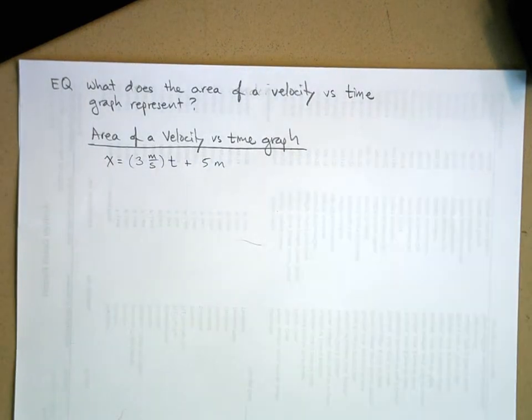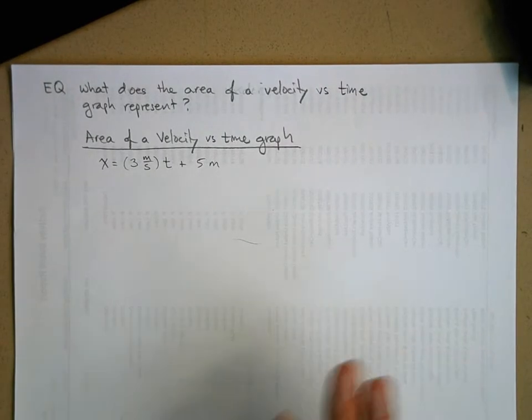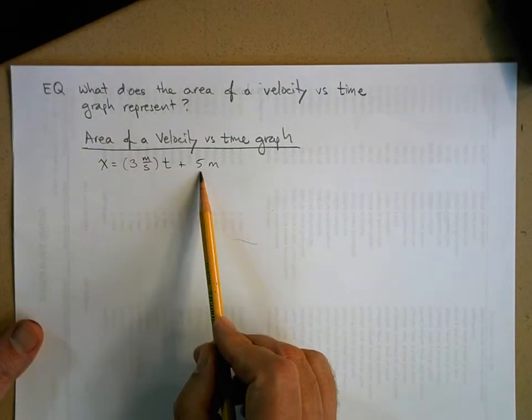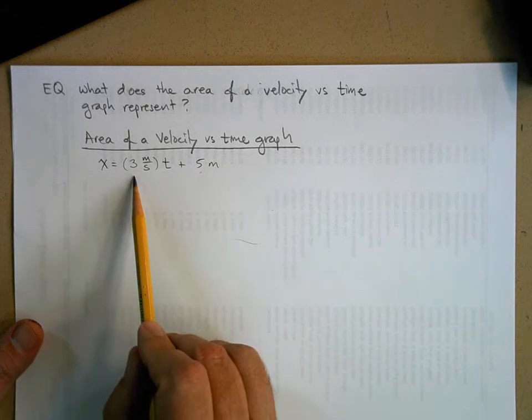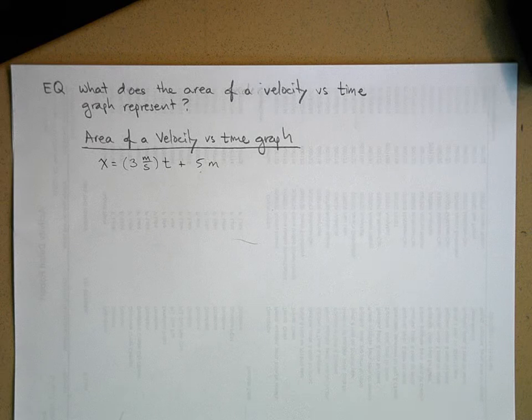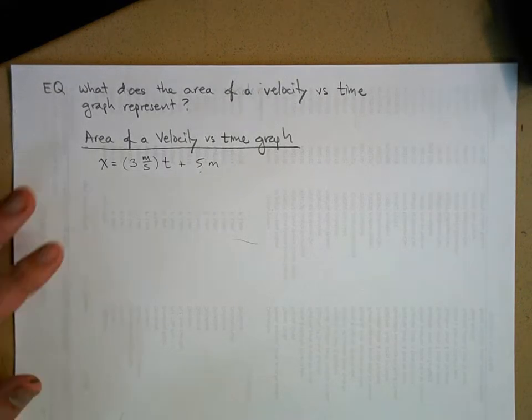Okay, so this is a position versus time function. And there's some information here. We know where to start. We know how fast we're going, and we know what direction we're going. We're going in the positive direction for this. And we can figure out a lot of other things about it. And one of the things we can do is draw a position versus time graph.